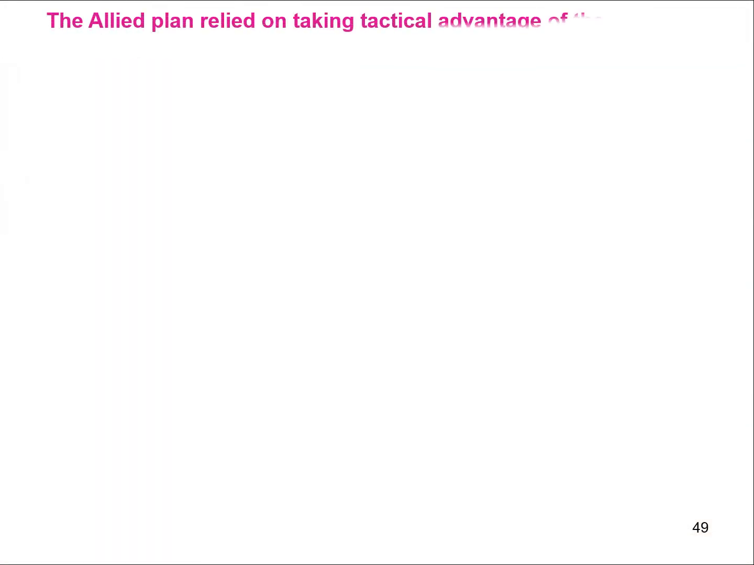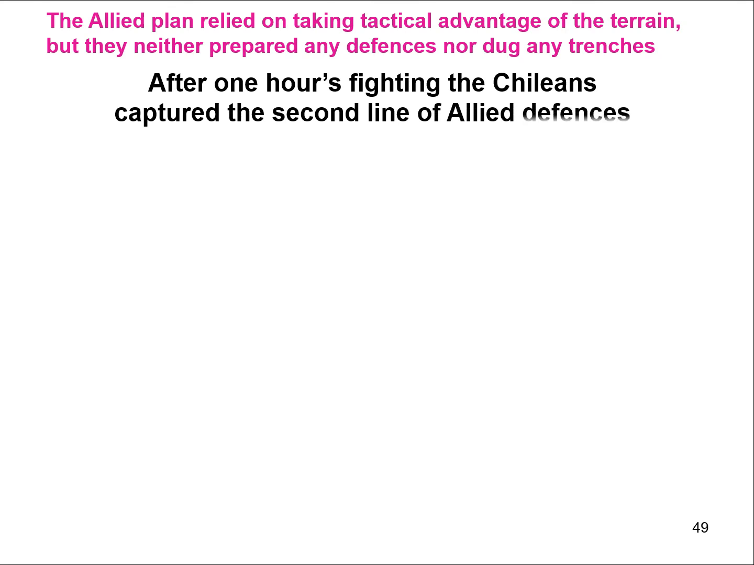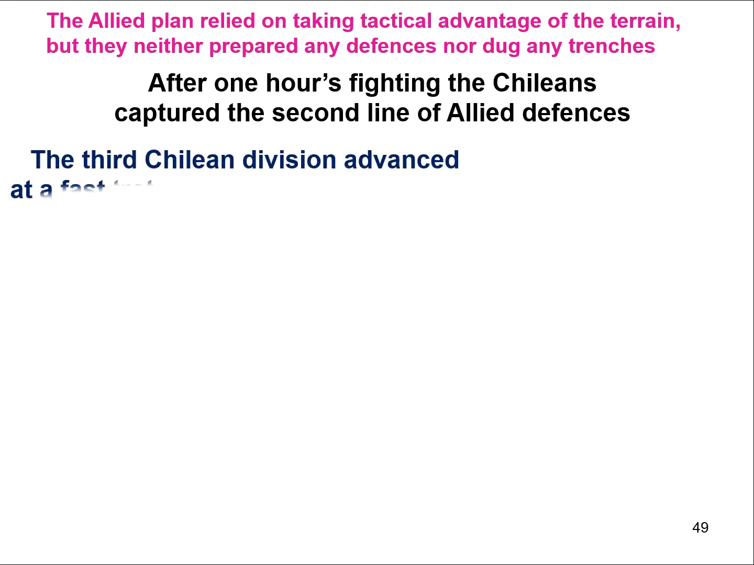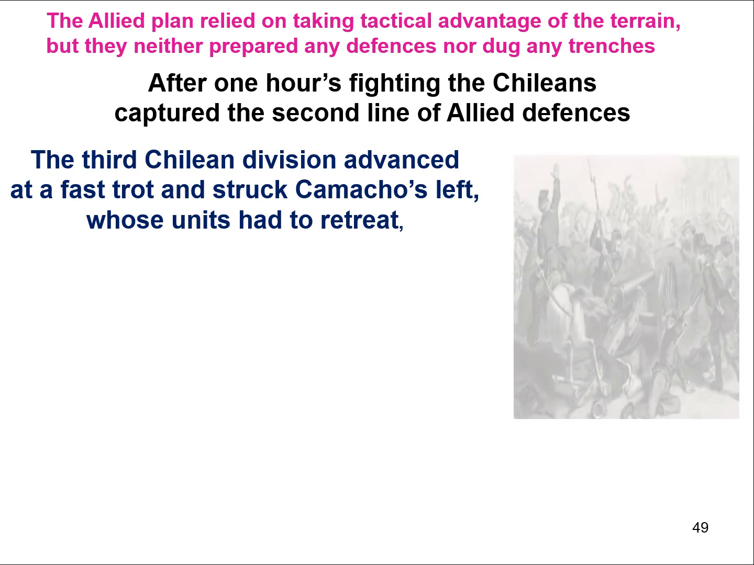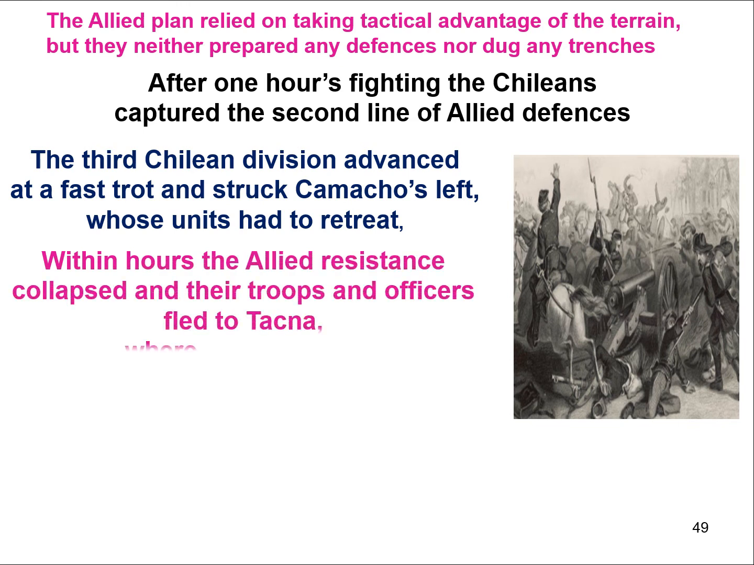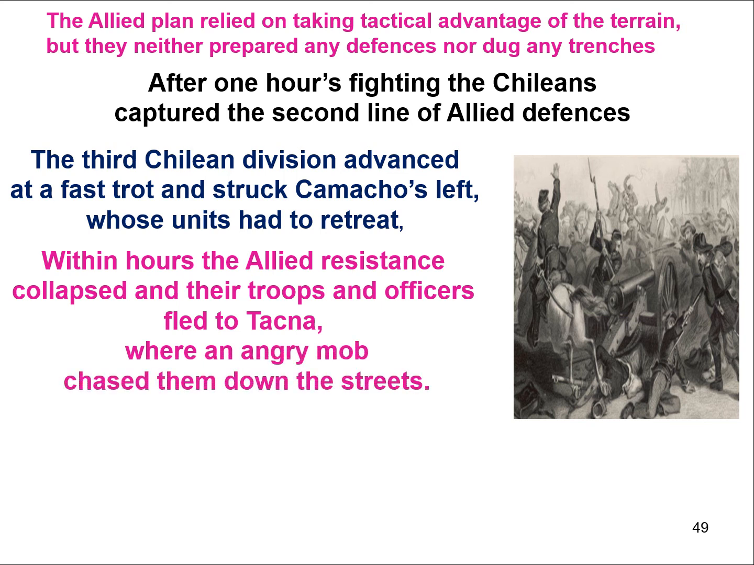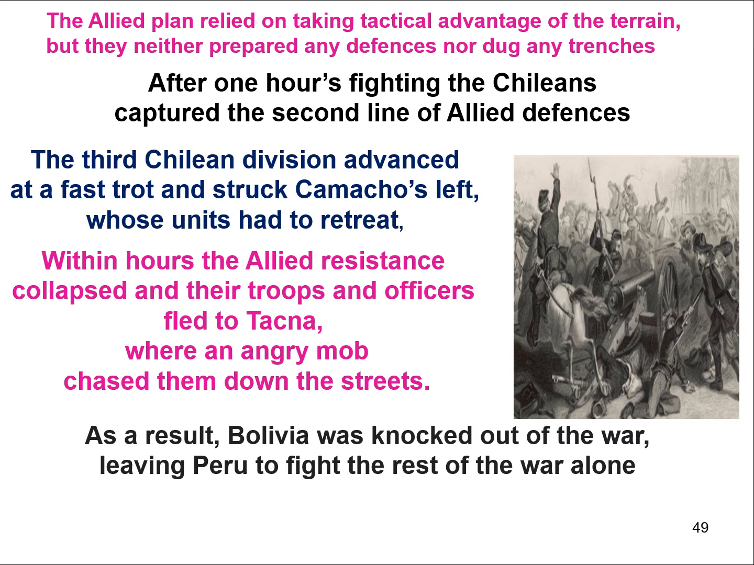The Allied plan relied on taking tactical advantage of the terrain, but they neither prepared any defences nor dug any trenches. After an hour's fighting, the Chileans captured the second line of Allied defences. The 3rd Chilean Division advanced at a fast trot and struck Camacho's left, whose units had to retreat. Within hours, the Allied resistance collapsed, and the troops and officers fled to Tacna, where an angry mob chased them down the streets. As a result, Bolivia was knocked out of the war, leaving Peru to fight the rest of the war alone.